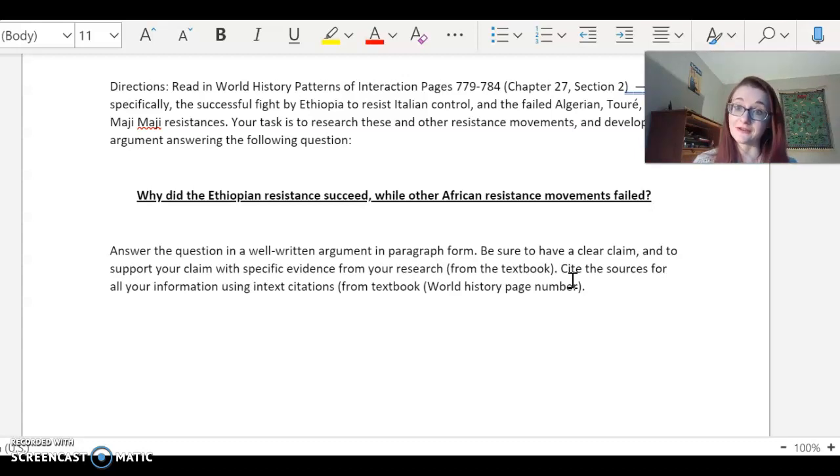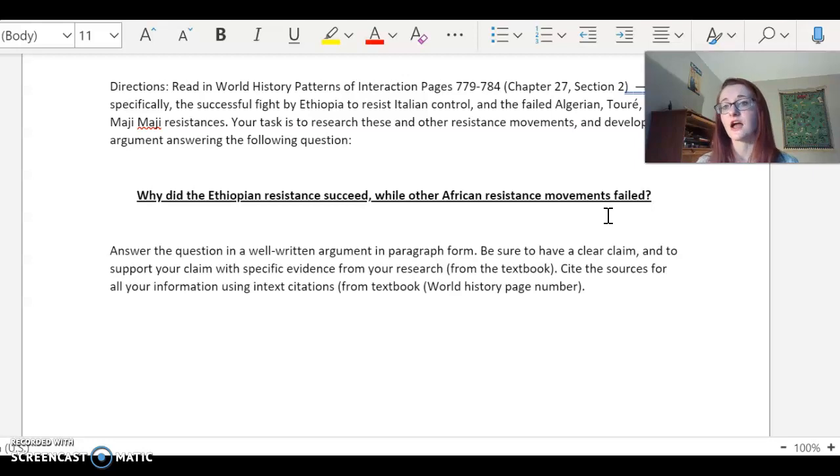Honors, you have to go outside the textbook. So yes, please use the textbook, and same thing we just discussed. Use the normal in-text citations, but you're also going to have to go on the internet, or I guess you might have. I don't know if anybody has old school encyclopedias anymore, but you have to go and find at least one additional source. So in that case, try to find, if you Google search any of those resistances, you're going to find tons of information.